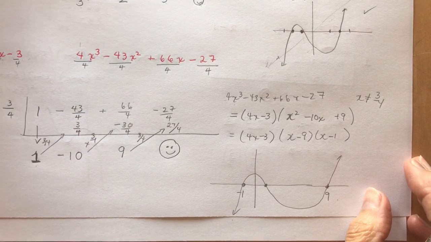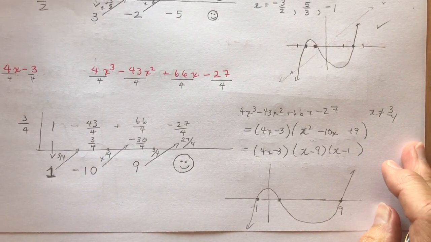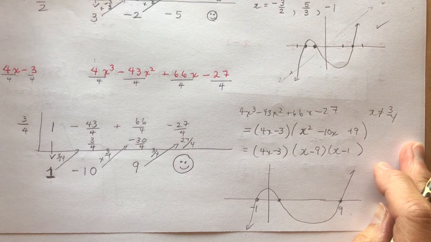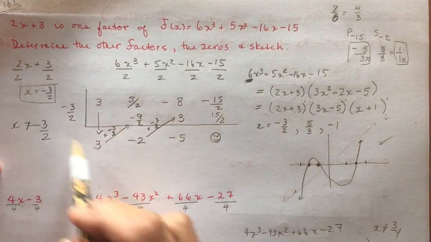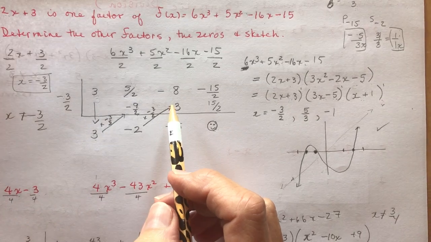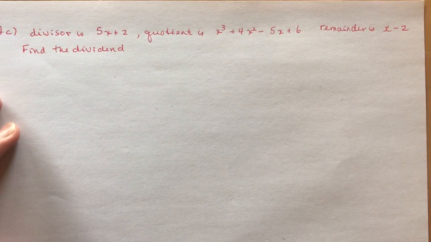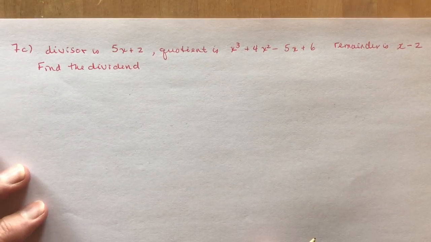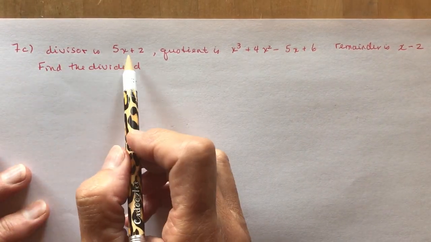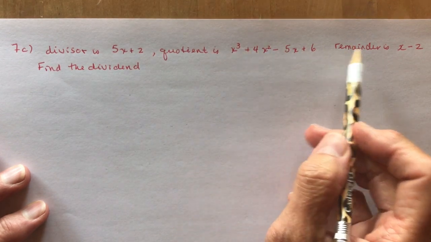Please look at page 166 in your textbook, or maybe I should tell you not to look there, because they make this so difficult, and it really isn't that hard to do with this technique. Okay, so the last thing I want to look at here is a question you're going to see in your homework assignment. It says the divisor is this, and the quotient is this, and the remainder is this.